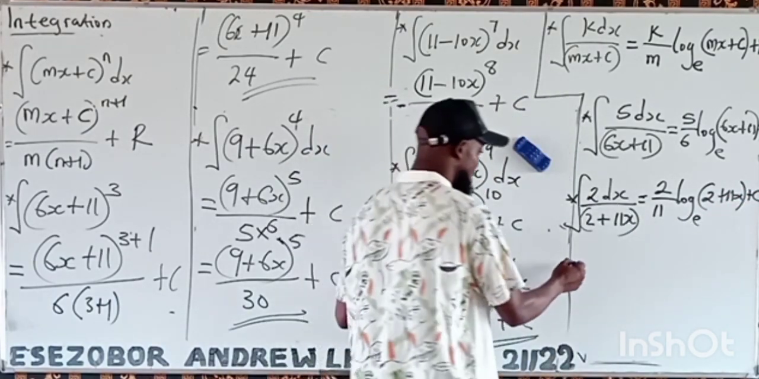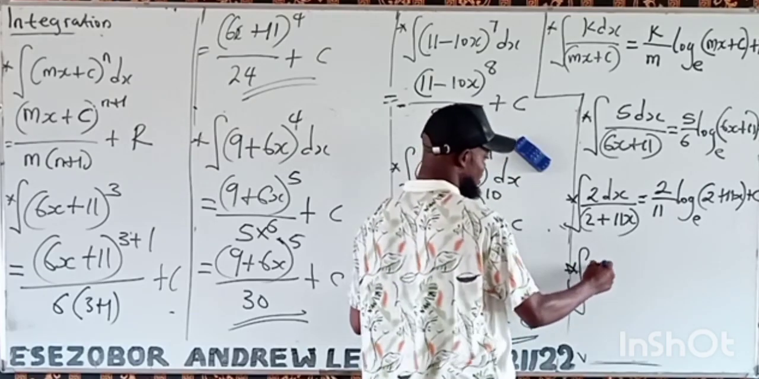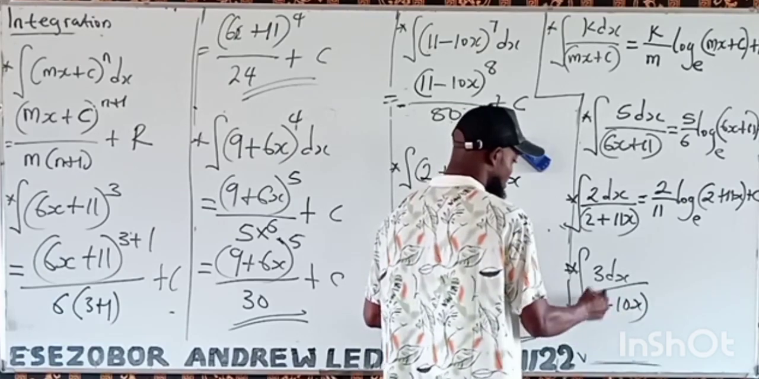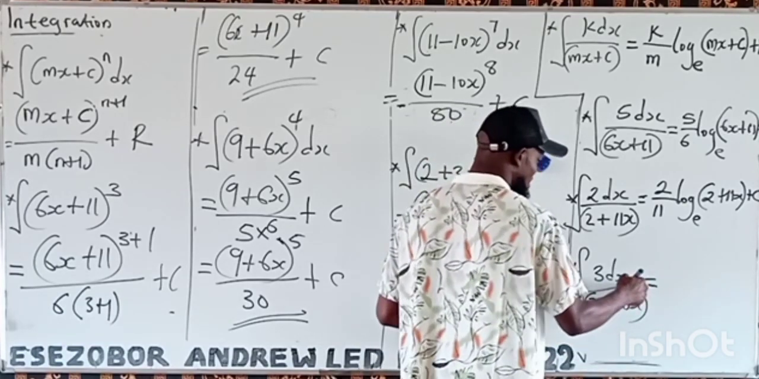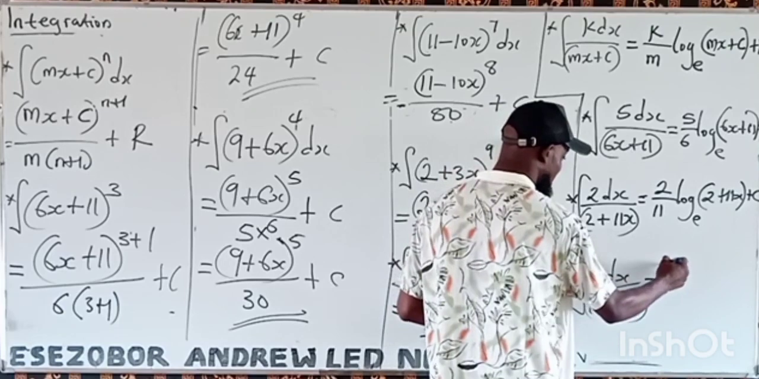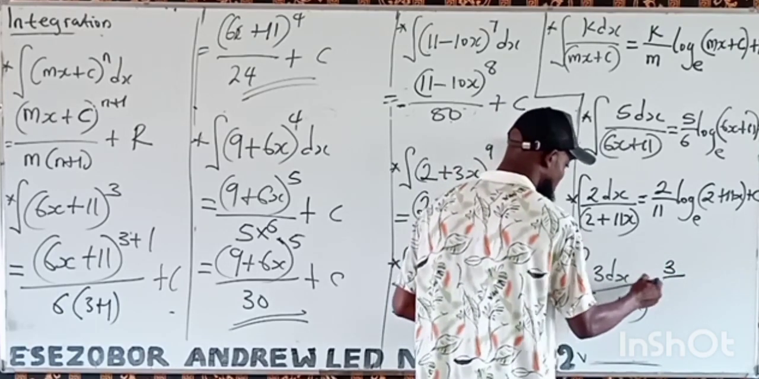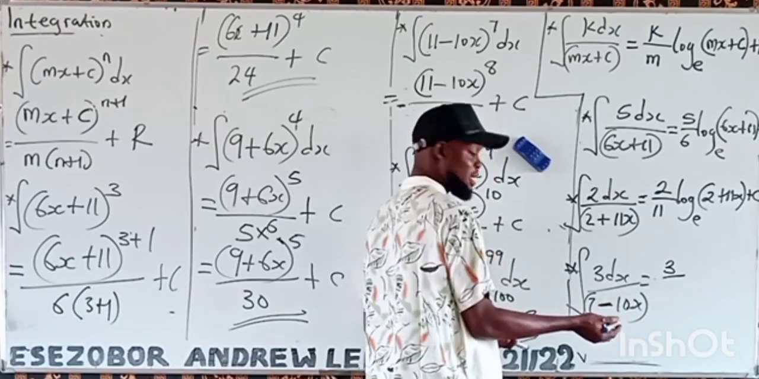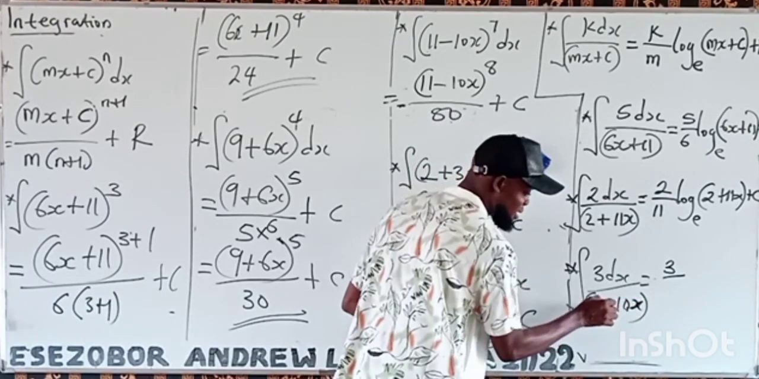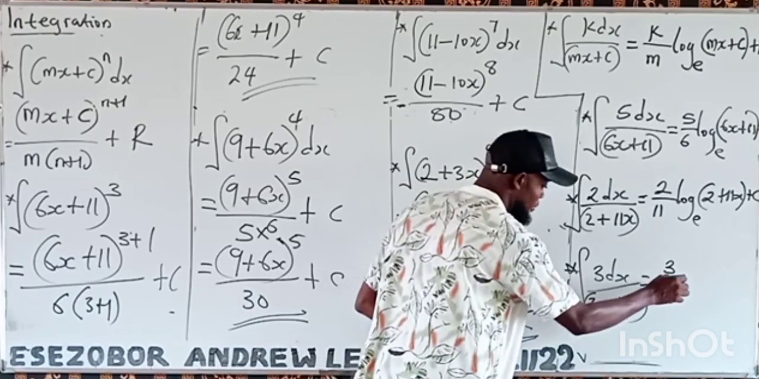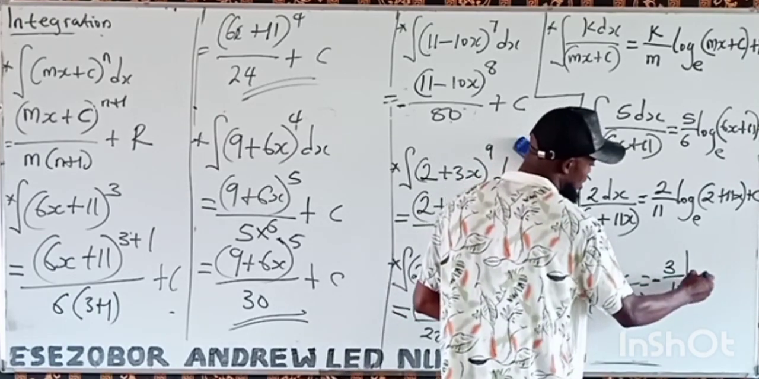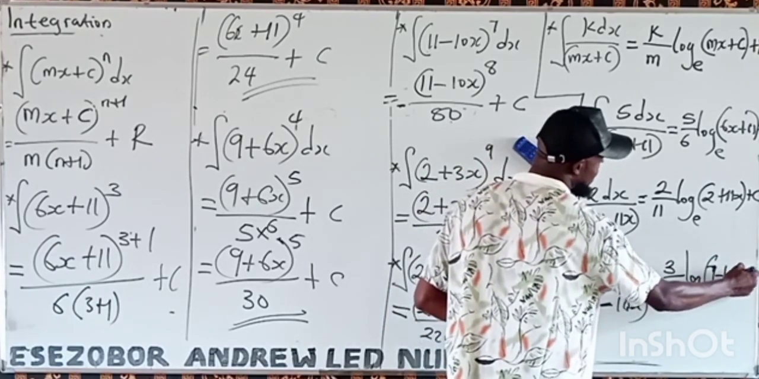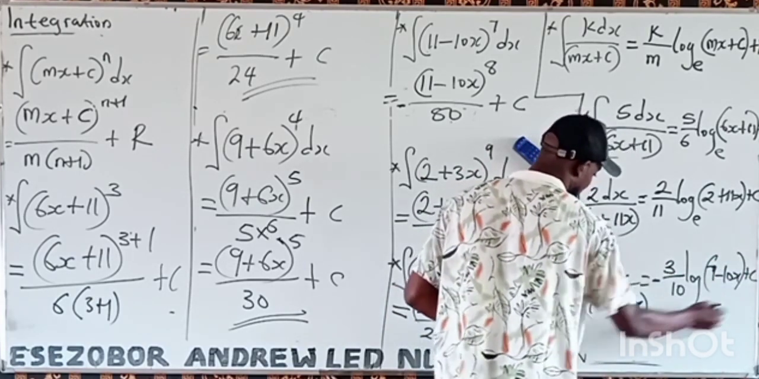Now what about this: integral 3 dx all over 7 minus 10x. What do you say the answer is? That becomes 3 over what? Is it 3 over 10 or 3 over minus 10? The minus should affect this 10, because 10 is the coefficient of x there. So the one that has x is 10, with the minus at the front, so the minus will show over 10. Then log of the full base, which is 7 minus 10x, plus c. That's what I'm going to have.